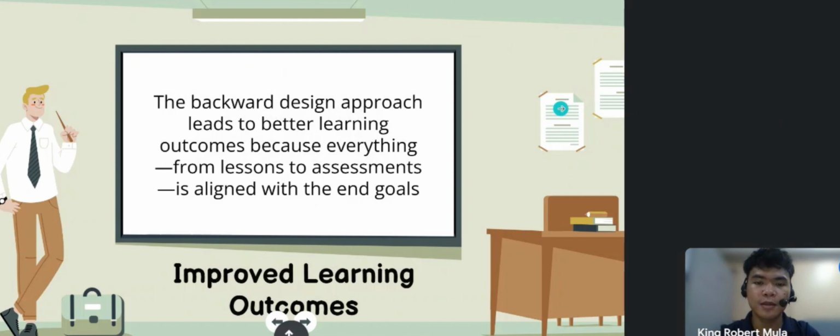So next is improved learning outcomes. The backward design approach leads to better learning outcomes. Why? Because everything from the lessons to assessment is aligned with the end goals. Students aren't just learning for the sake of passing the test. They are gaining deep, transferable knowledge that they can apply to real world scenarios. This depth of understanding is the hallmark of successful education, and backward design is a tool to achieve that.